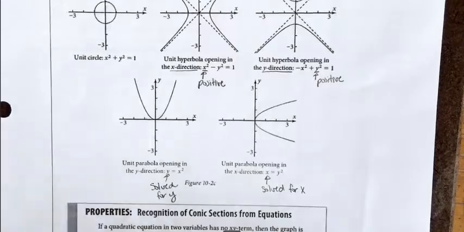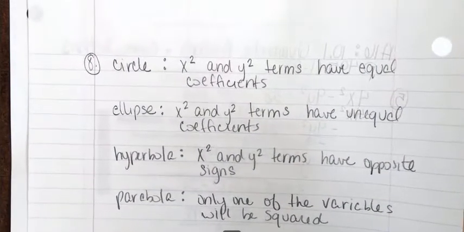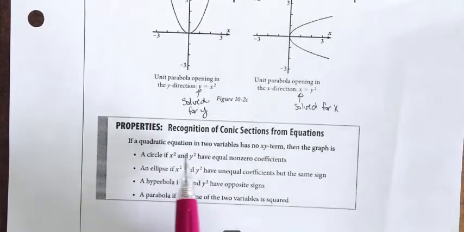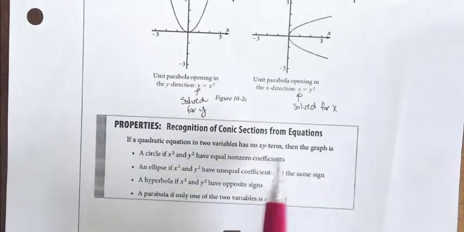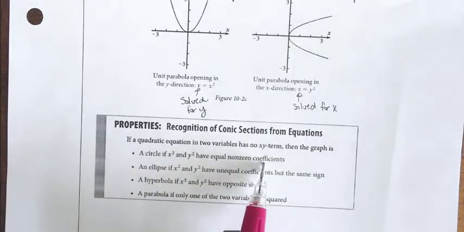Okay, this is basically what I wrote down in your notes yesterday, or in your assignment, I should say. This stuff right here on number 8 is basically what was leading up to this. A quadratic equation in 2 variables has no xy term, meaning it doesn't have something like 3xy. It's got an x squared term and a y squared term, or an x term and a y term. So a circle, if the x squared and the y squared have equal non-zero coefficients. You don't want 0 because then you don't have an x or a y.